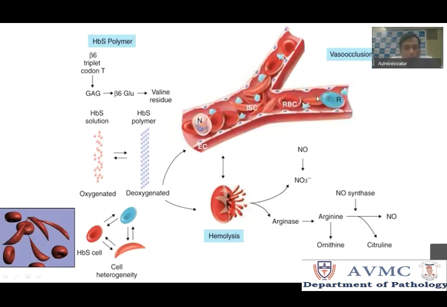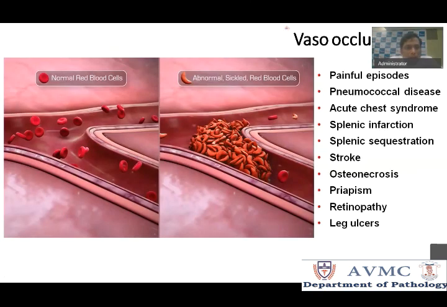Again, theory. I don't want to go much because you can read in your book. The crisis which happens in sickling is very classic. This is the normal flow of blood, but what happens in sickle cell is it causes occlusion of blood vessels. Because of this occlusion, blood flow will not go to the organs, and it leads to a lot of symptoms. There could be painful episodes. There could be pneumococcal disease, acute chest syndrome.